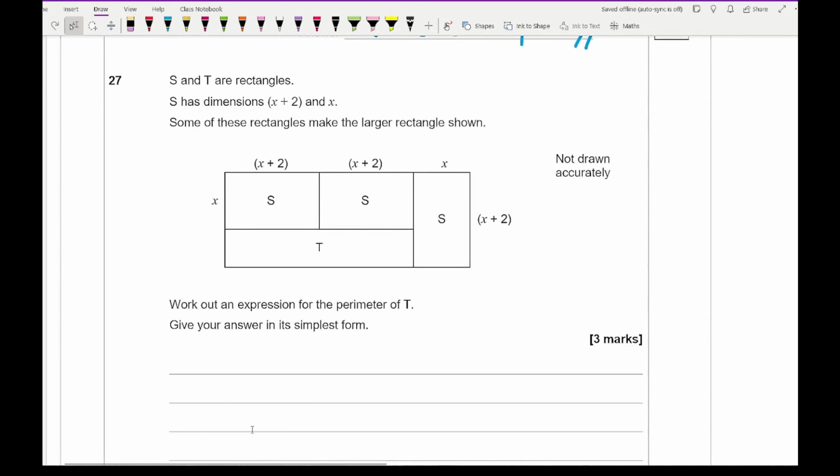Moving on to question 27, it says S and T are rectangles. S has the dimensions of x plus 2 and x. Some of these rectangles make a larger rectangle as shown.